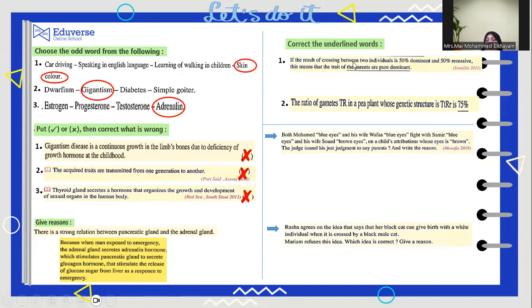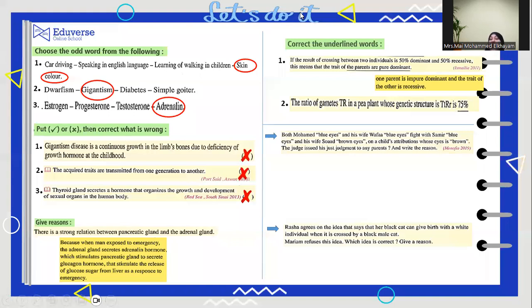If the result of crossing between two individuals is 50% dominant and 50% recessive, without thinking, what about the parents? One of them is hybrid dominant and the other is pure recessive. The ratio of gametes T capital R capital in a pea plant whose genetic structure is T capital T small R capital R small is 75%.